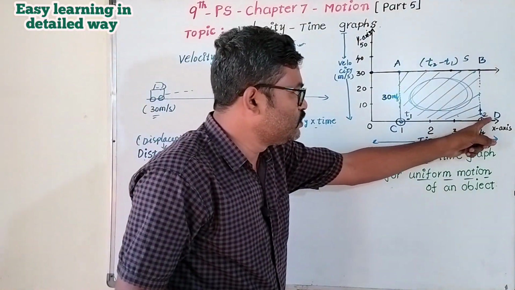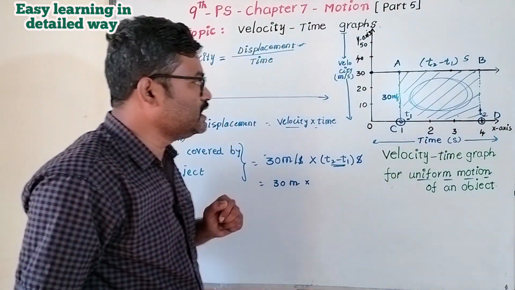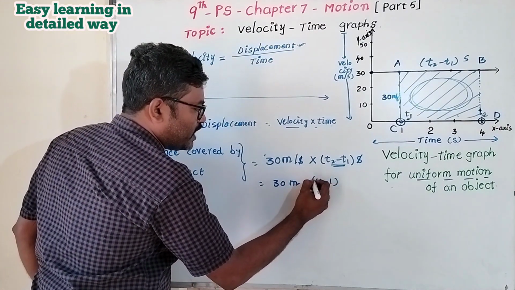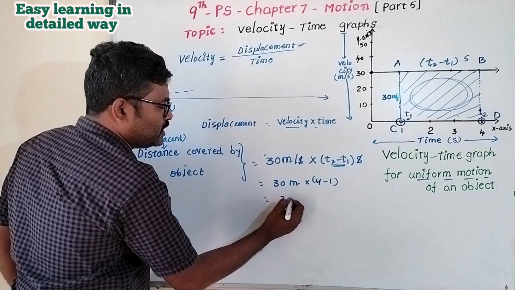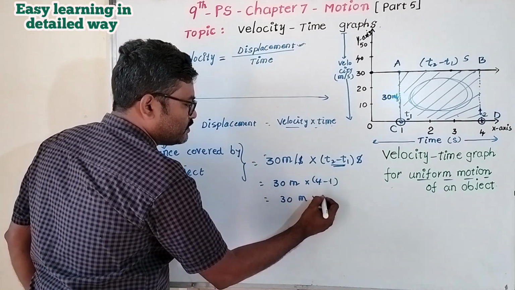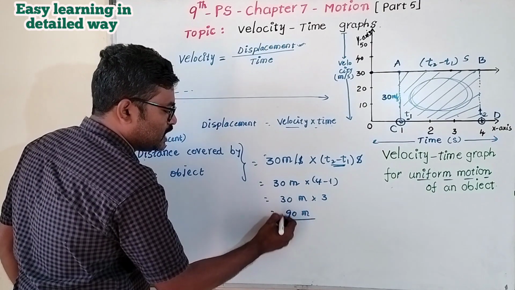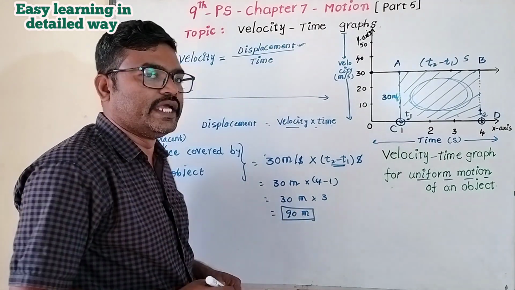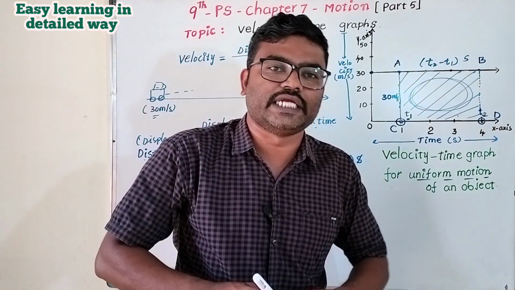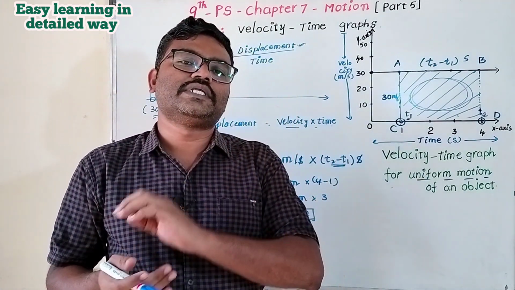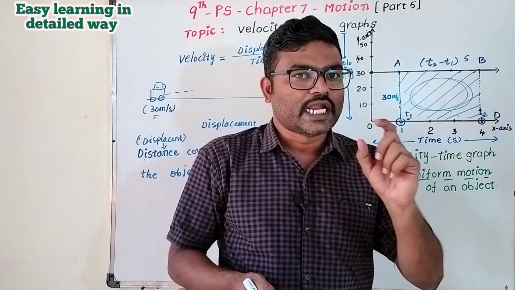Here we know the values of t2 and t1. That is t2 is 4 seconds and t1 is 1 second. That is 4 minus 1. So 30 meter into 4 minus 1 is 3. 30 threes are 90 meters. So the distance or displacement gained by the object when it is moving with 30 meter per second velocity is 90 meters.